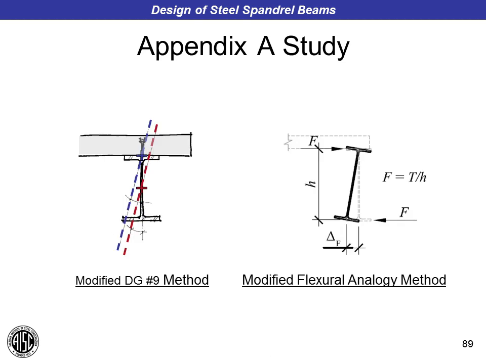So again, recall that in the Modified Design Guide 9 method, we're using the parameters that are in the charts in Design Guide 9 to determine the twist and the normal warping stresses, but we're assuming that rotation happens around the center of the top flange of the beam. And when we look at the Modified Flexural Analogy method, we're again assuming that it's rotating about a pin at the top flange of the beam, and we're going to compute a lateral displacement of just the bottom T portion of the wide flange section. And we'll also be using simple elastic theory to determine what the flexural stresses are due to this weak axis bending of the bottom flange of the section.